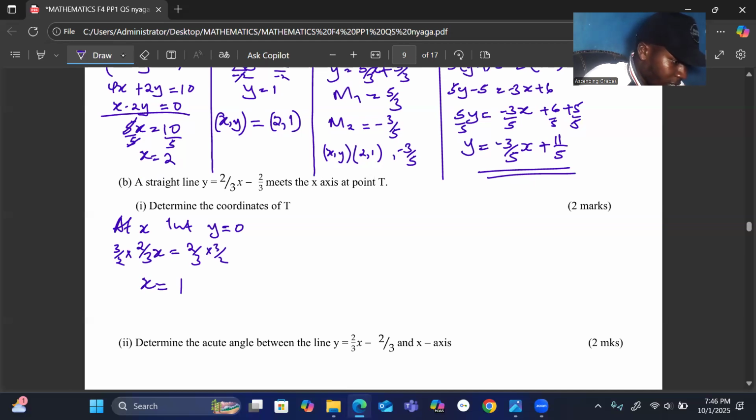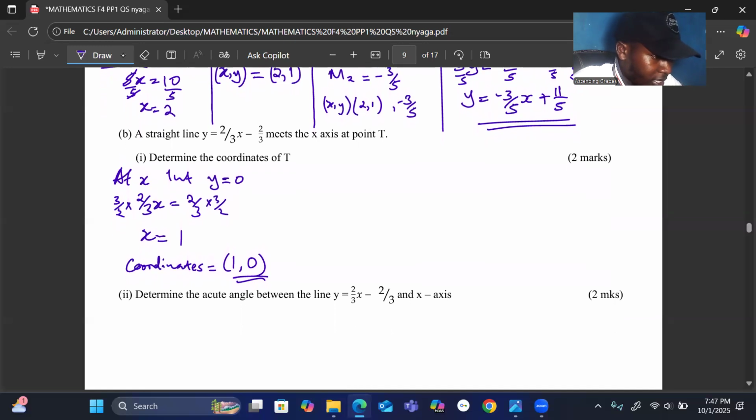So they want the coordinates. Remember y is 0 and we have x as 1. So x is 1, y is 0. So these are the coordinates, the coordinates 1, 0.